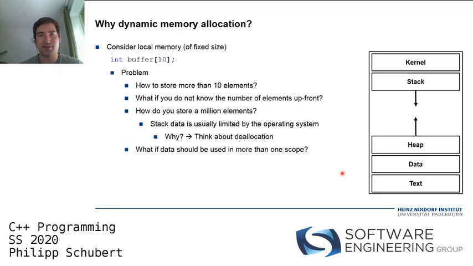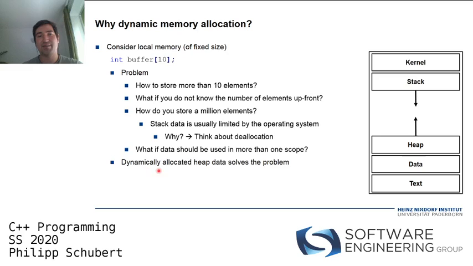Okay, also what if data should be used in more than one scope? A local variable, a variable defined within a function, is only valid within that function. But what happens if you need some data that is valid across multiple functions? Sure, you could make it a global variable, but again, a global variable is in memory for the complete program's lifetime, and it costs a huge amount of space. And also globals are bad because they break local reasoning, and it's problematic to say the least.